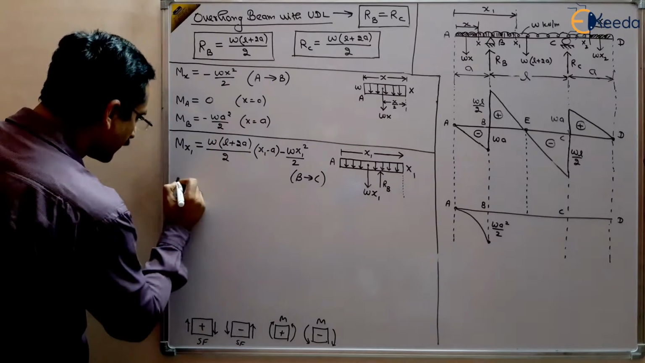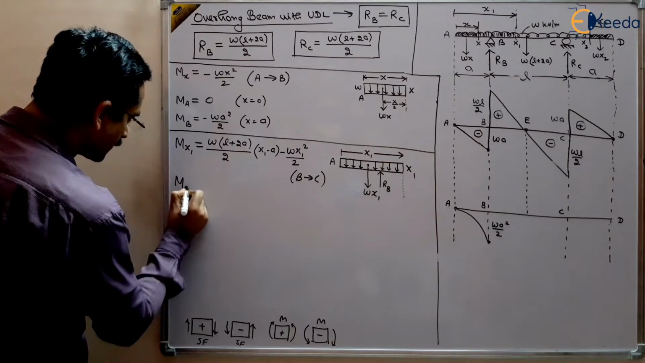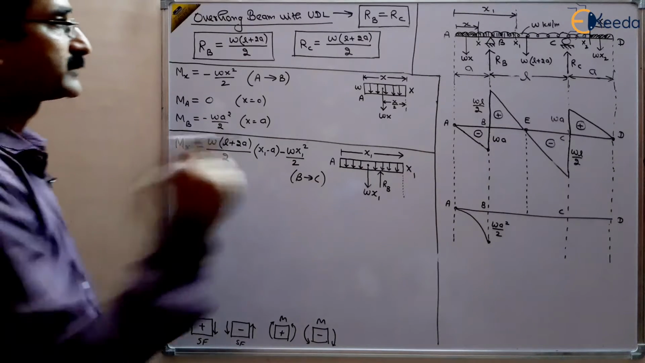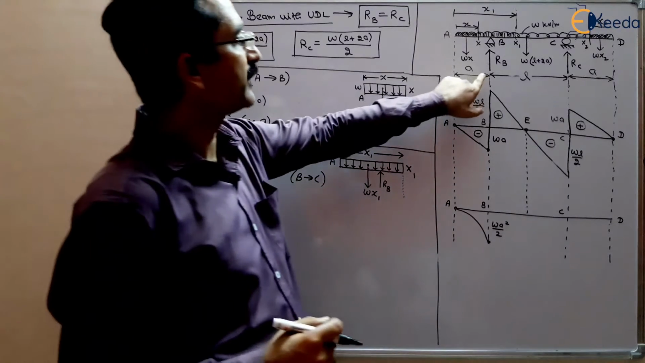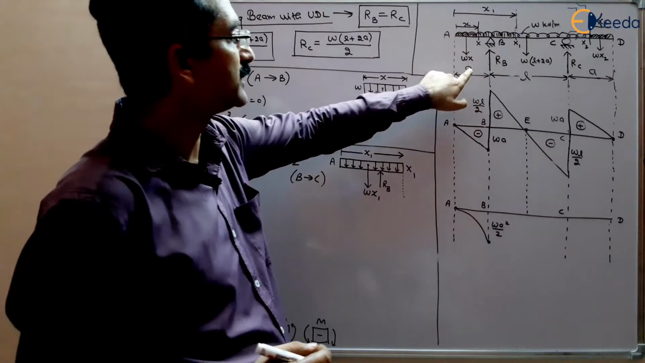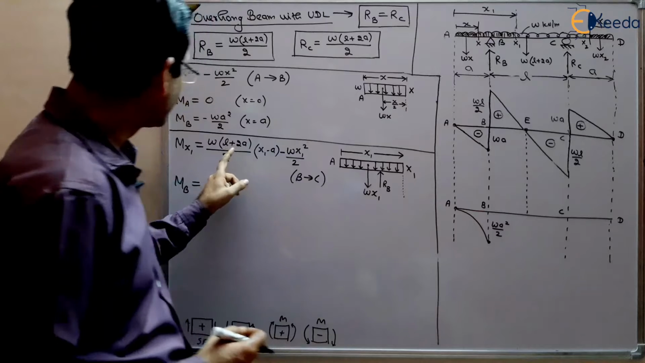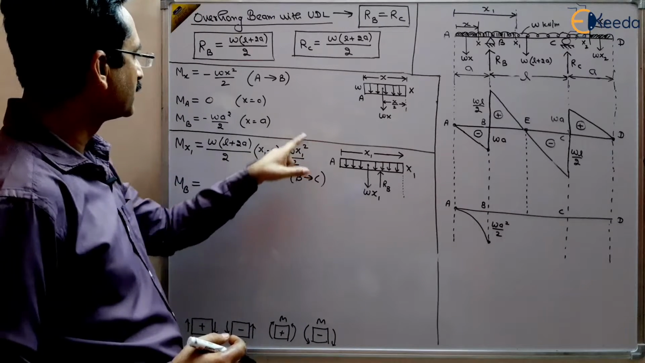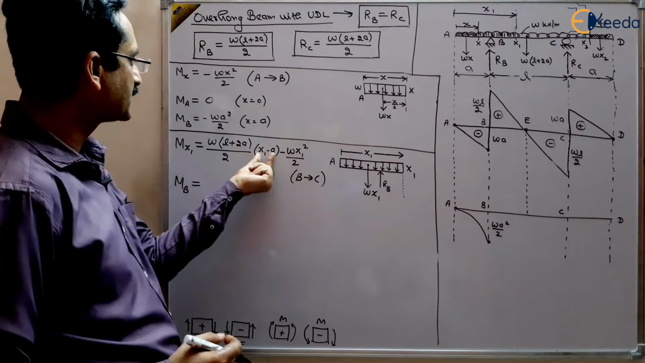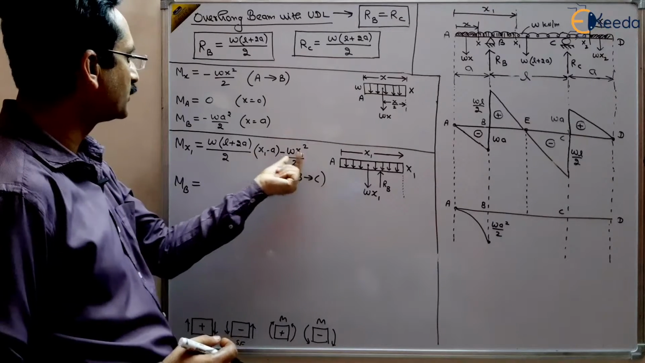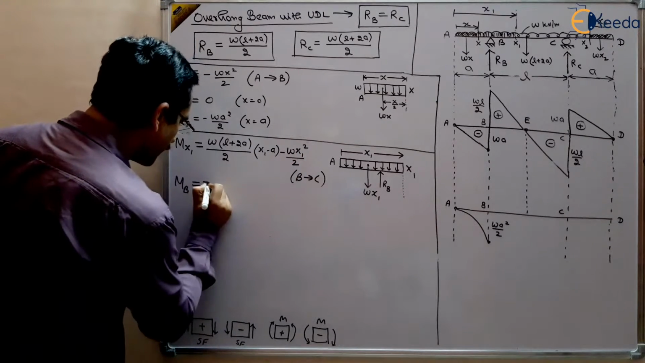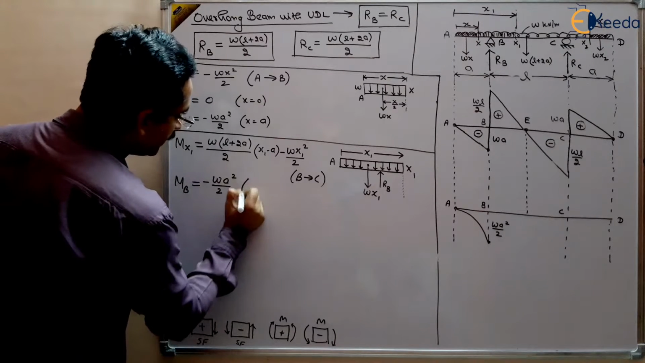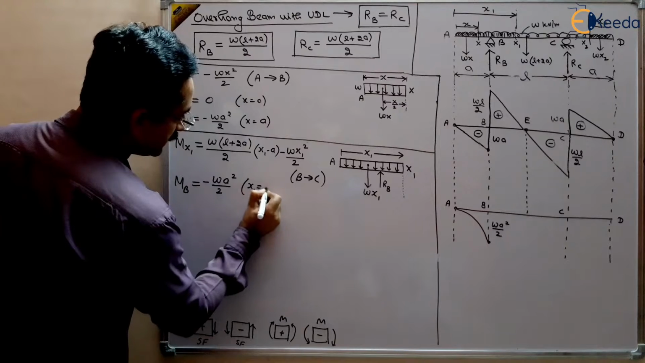Then what is the bending moment at B? What is the value of x1 at B? At B, the value of x1 is a. So put here x1 equal to a, and x1 minus a will become 0. You will get minus w a square by 2 when x1 is a.